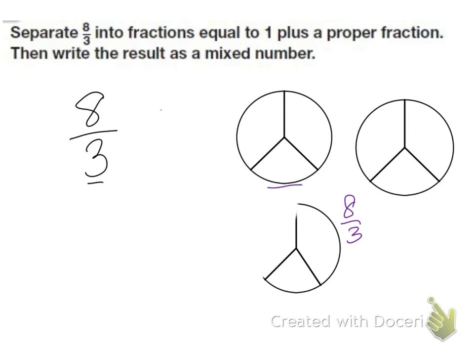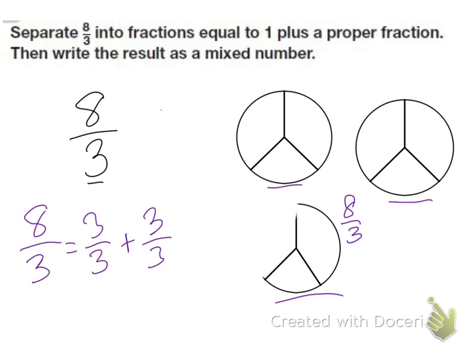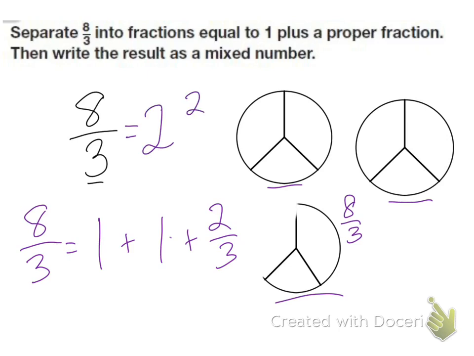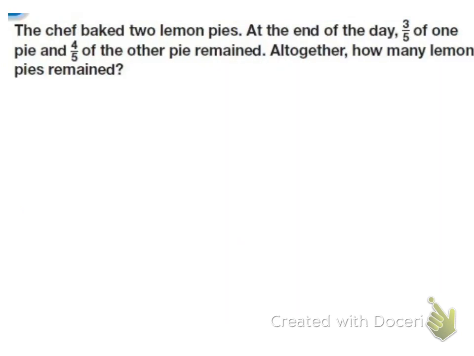And you can see I have 2 wholes plus 2/3. So 8/3 is equal to 3/3 plus 3/3 plus 2/3. Okay? Well, 3/3 and 3/3 are the same as 1 and 1. So we end up with 1 plus 1 plus 2/3. Okay? So my answer is going to be 2 and 2/3. Okay? Let's look at another example.